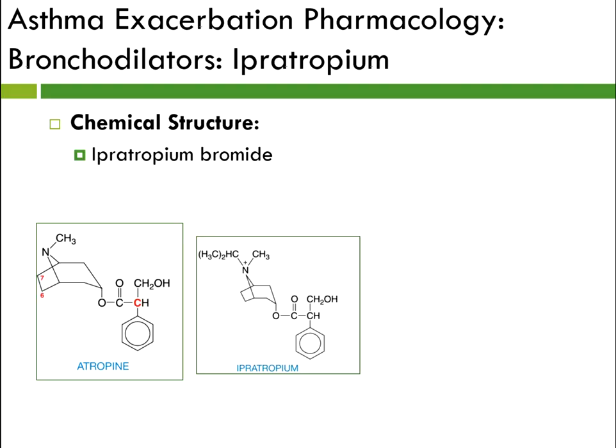One of the things which you can observe in this structure is probably this kind of moiety over here, and there's a quaternary ammonium compound. So this quaternary ammonium compound is one of the hallmark features of your ipratropium.